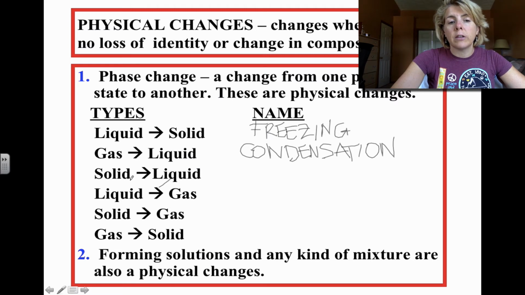Okay, the next phase change, solid to liquid. Yay! I would think everybody knows this one. Okay, liquid to gas. This should be another familiar one.